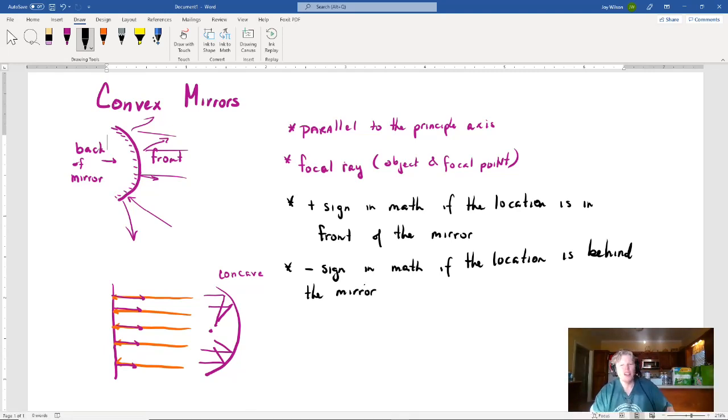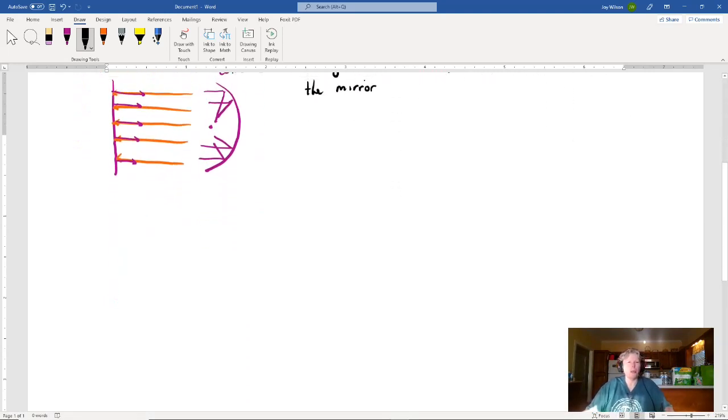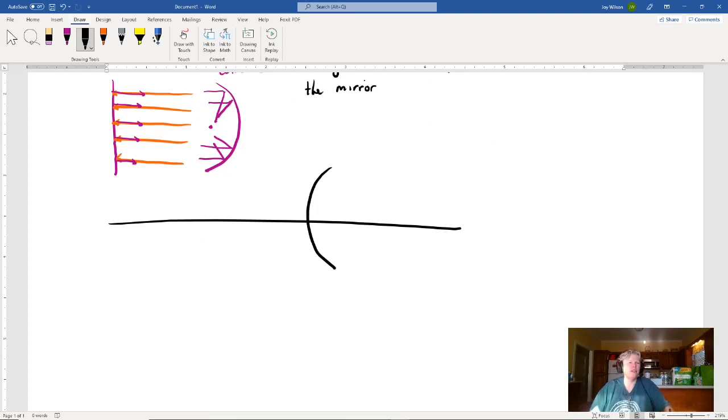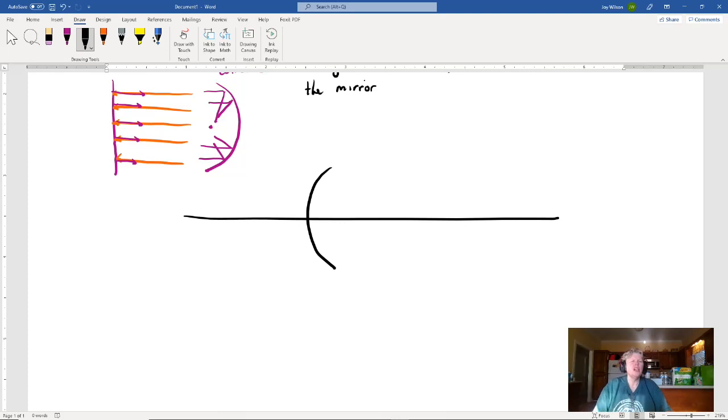Okay, so here we go. Let's do our first convex mirror diagram. So let's make our curvature go this way. I'm going to move this line so it's a little bit more central. There we go. So this is the front. Remember, this side is the front, and this side is the back. So we're going to put our object over here. And just for math's sake, let's make this 15 centimeters.